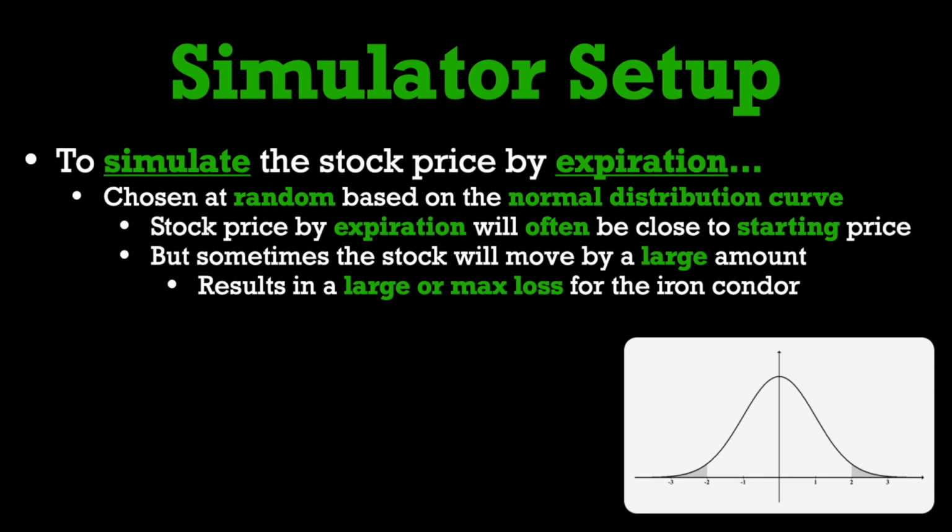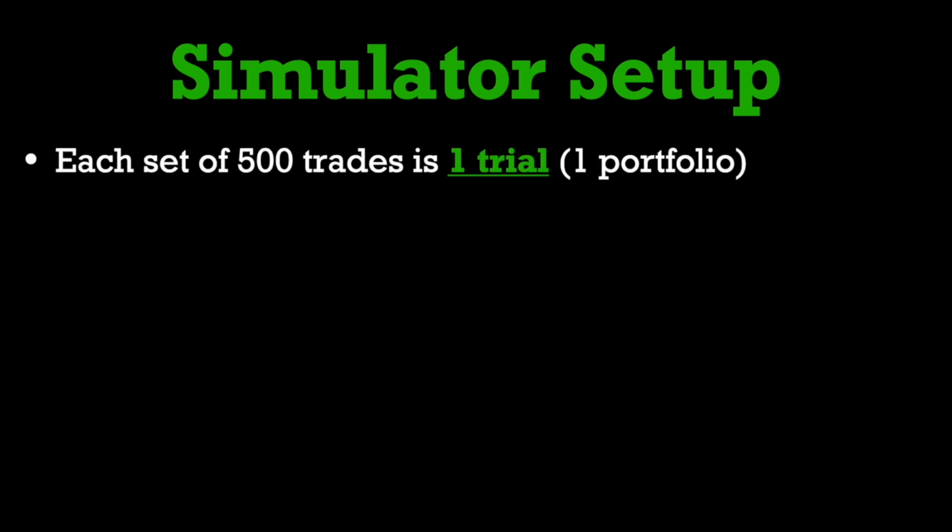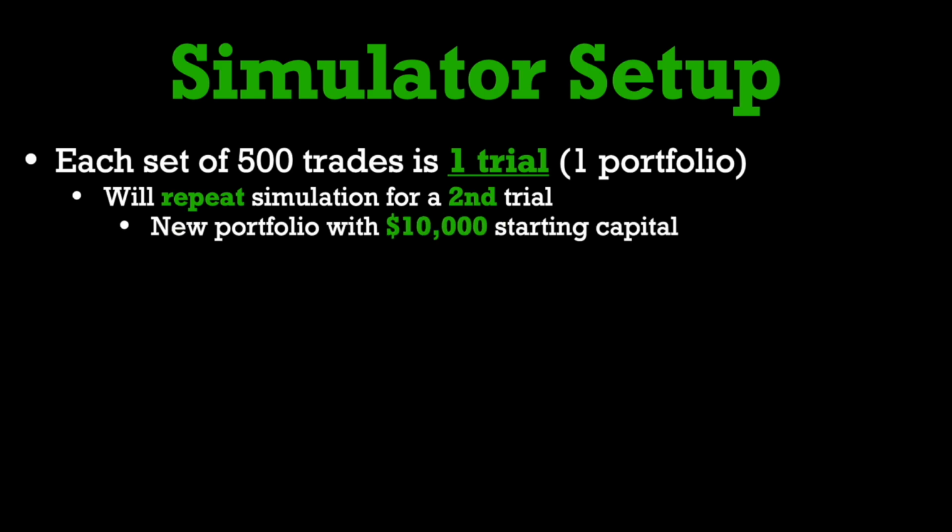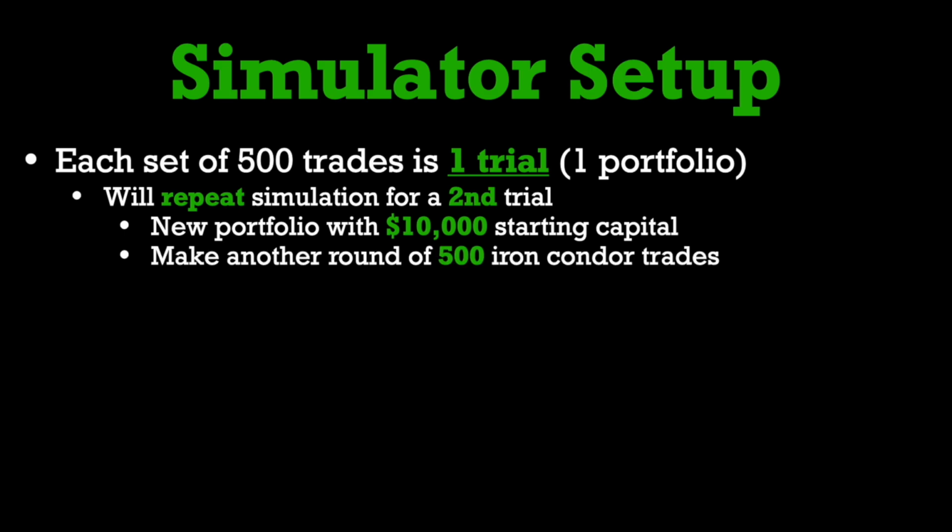And finally, the last detail I need to mention about the simulator is that it's going to make 500 of these Iron Condor trades in a row, and those 500 trades are going to be one trial, or basically one portfolio. Then after that point, it's going to do the whole thing all over again. Basically do a second trial, start with a brand new second portfolio, $10,000 starting capital, and then make 500 more Iron Condor trades all over again. And it's going to keep doing this until it completes 10 total trials. So basically, it's going to simulate 10 portfolios, all starting with $10,000 of capital, and each portfolio is going to go through 500 Iron Condor trades.